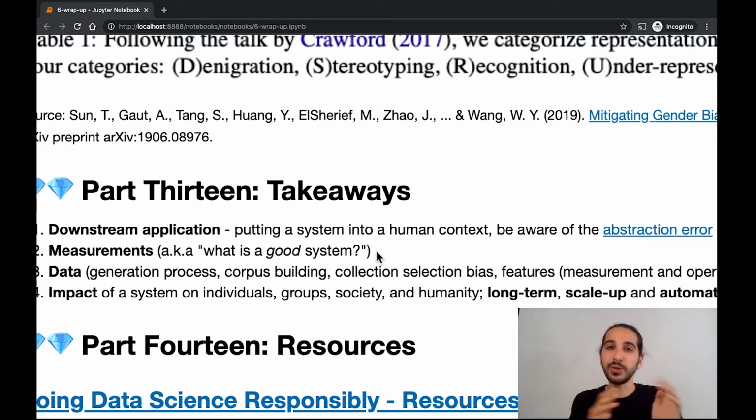Right now I'm not going to give a full overview of how to think about the process to come up with measurements. You will have that in the resources sections. But my point is that measurements are a big issue in that.